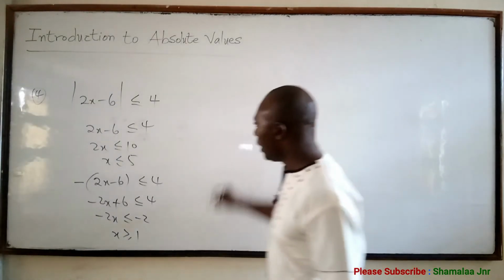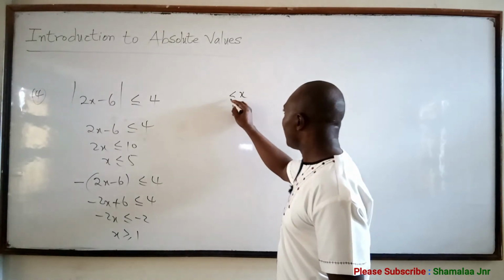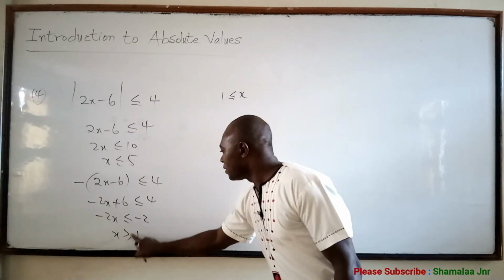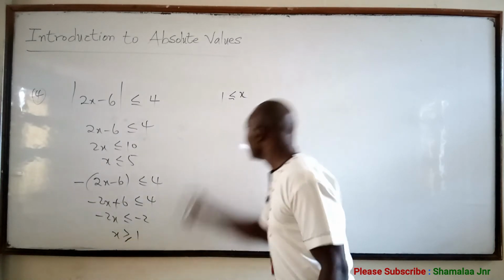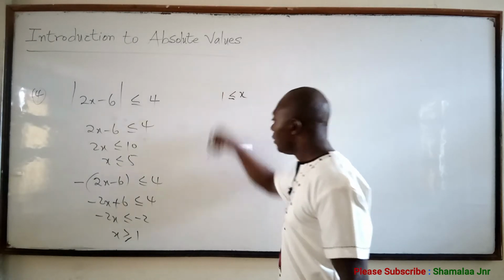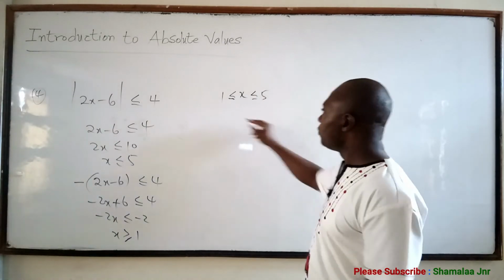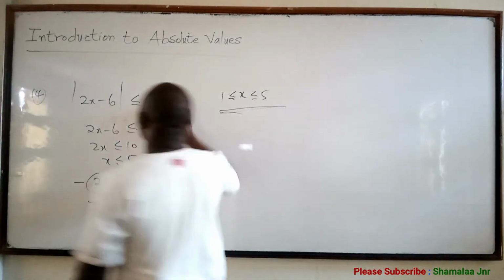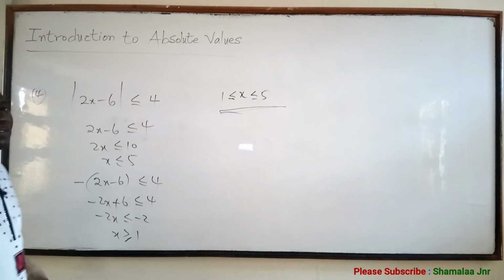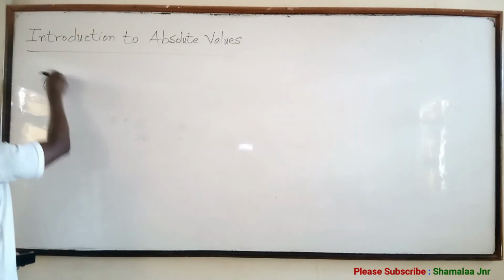So the solution now is x is greater than or equal to 1. Look at it. x is greater than or equal to 1. That is exactly what I've written here. And this same x is less than or equal to 5. So this will be the solution to this question. It's not difficult at all. So let's look at question number 5.